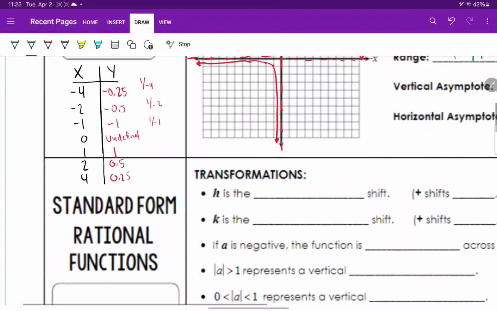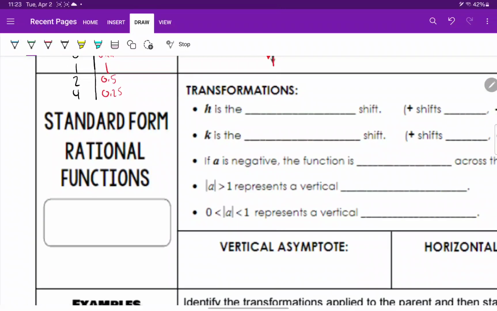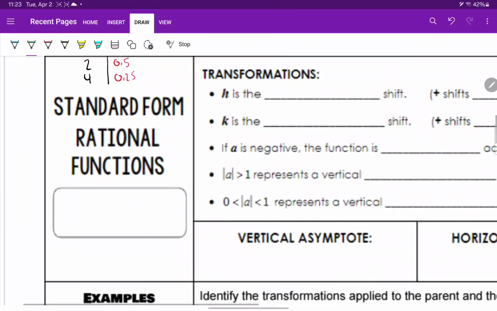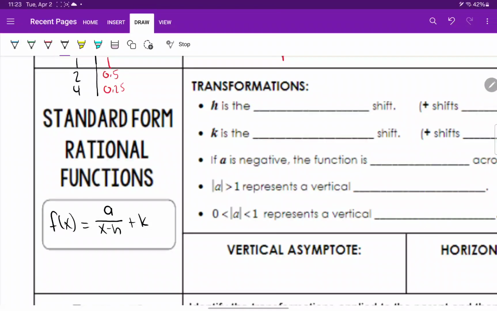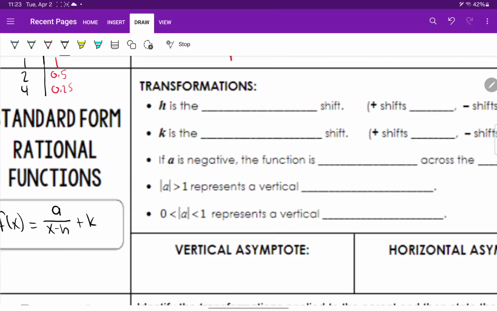All right, so now we're going to look at the standard form of a rational function. The standard form of a rational function is this equation here: f of x equals a divided by x minus h, plus k. And hopefully you recall, these are our transformations. So h is our horizontal transformation.